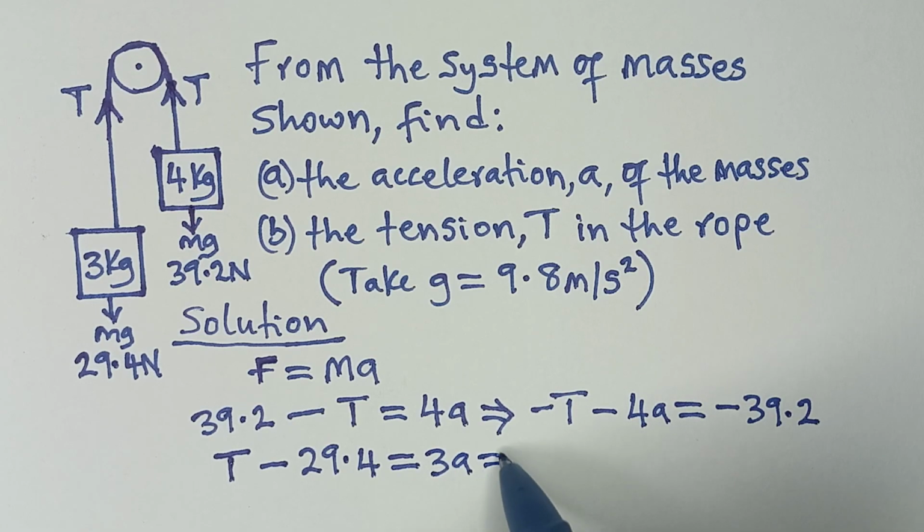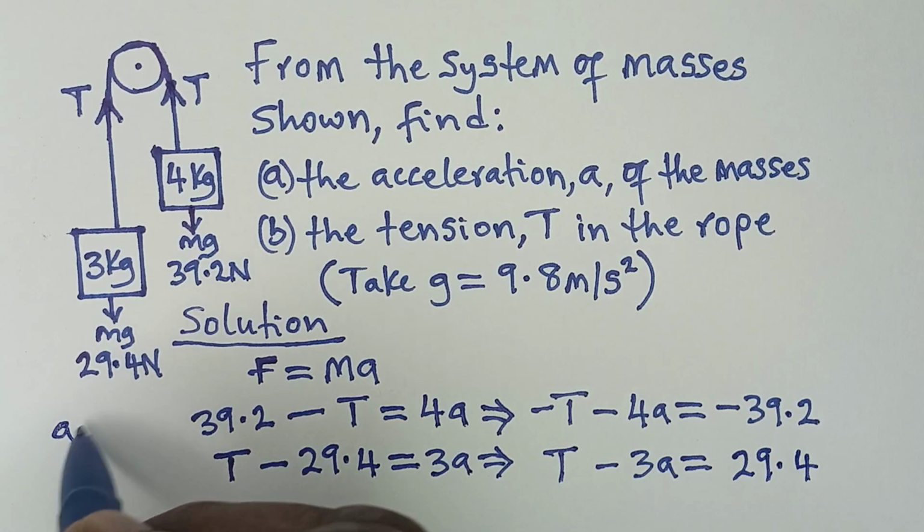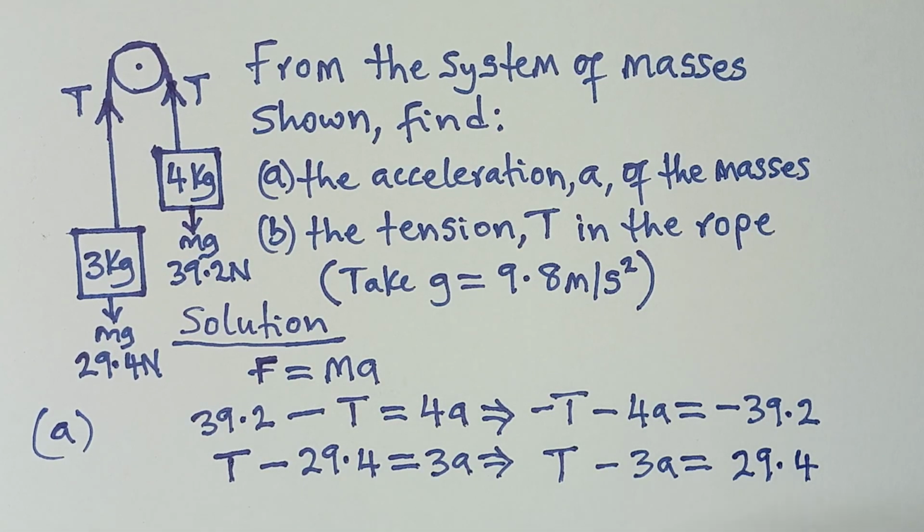So if we rearrange this now, we have T, and then this 3A comes to this side, becomes negative 3A, and that will be equal to negative 29.4 comes to this side, it becomes positive 29.4. So don't forget, we are dealing with the part A of the question. So now the next thing to do is to solve these two equations simultaneously.